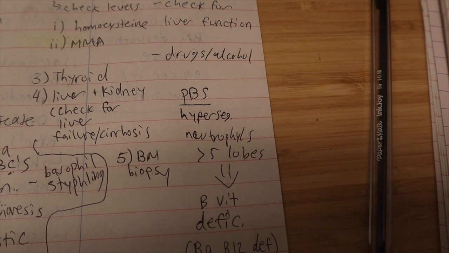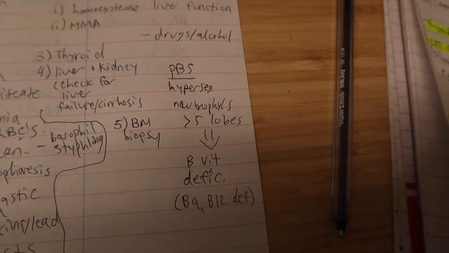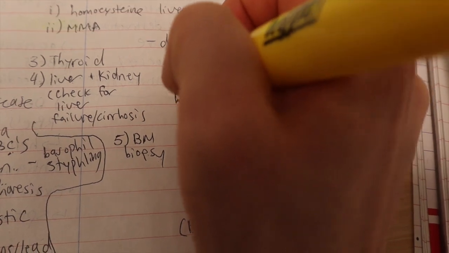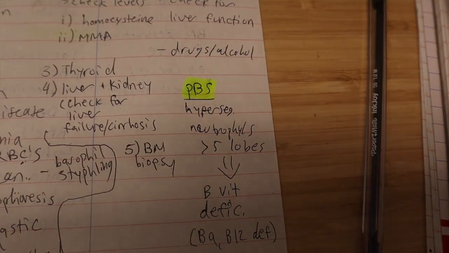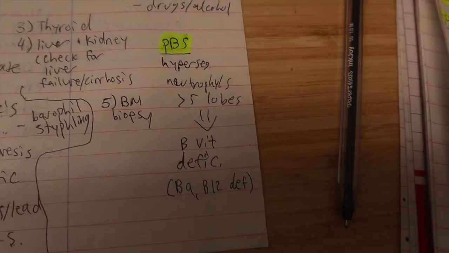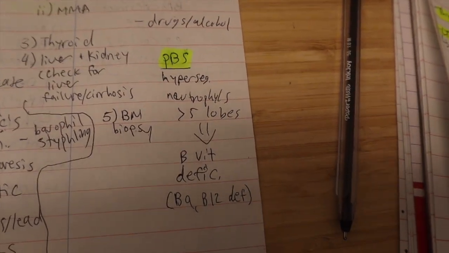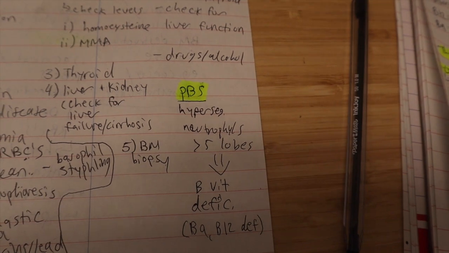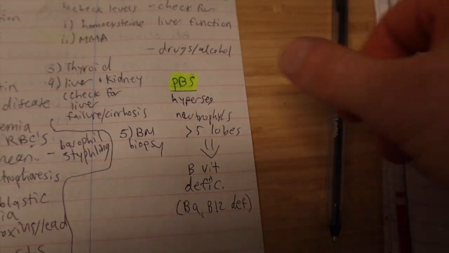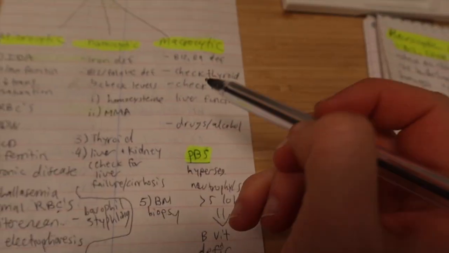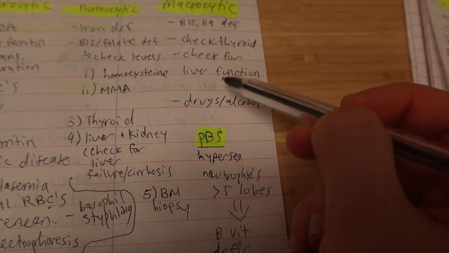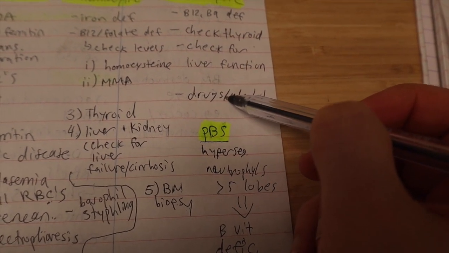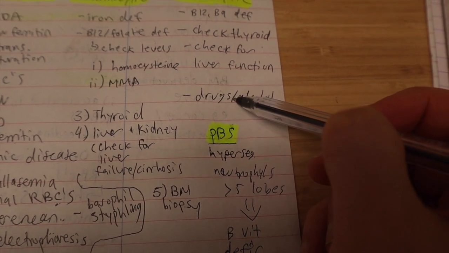So doing a peripheral blood smear can also help you determine that the reason for their macrocytosis underproduction is B9 and B12 deficiency. And if they have less than 5 lobes, then you know it's not B9, B12, then it's the other reason. What are those other reasons? Thyroid, liver, and drugs, medication, right? Alcohol.